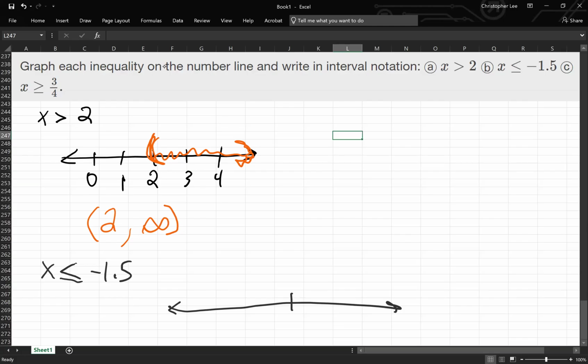So I like my A term to be in the middle, negative 1.5, right? And then to my right, let's see, this should be negative 1, 0, negative 2, negative 3, and negative 4. You get the idea, all right? So now this is less than or equal to negative 1.5. So now we're talking brackets.